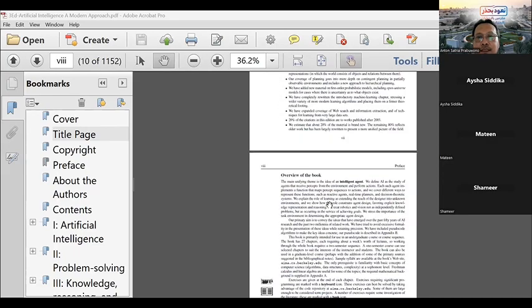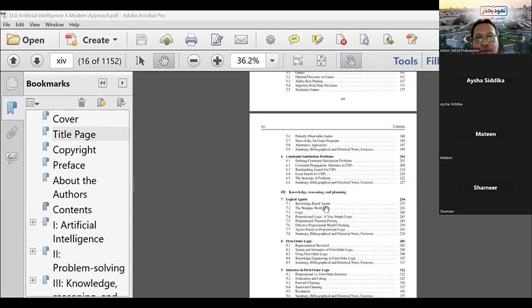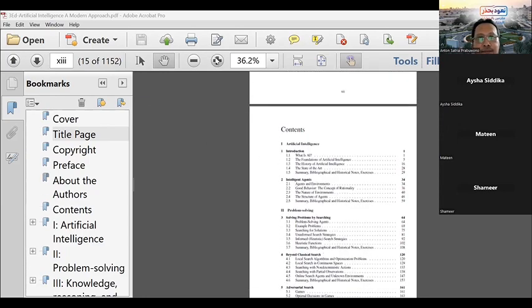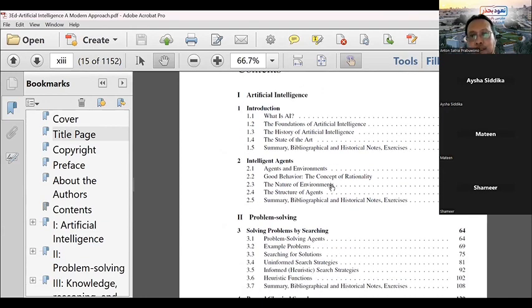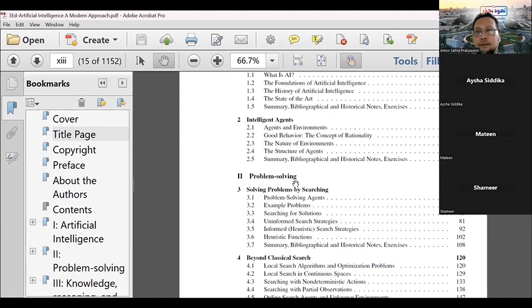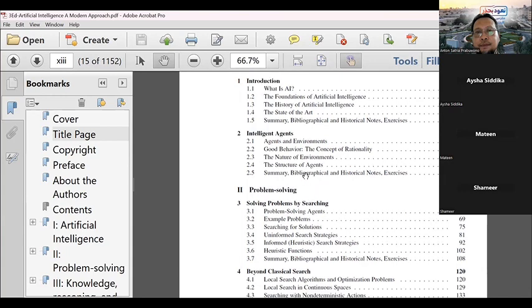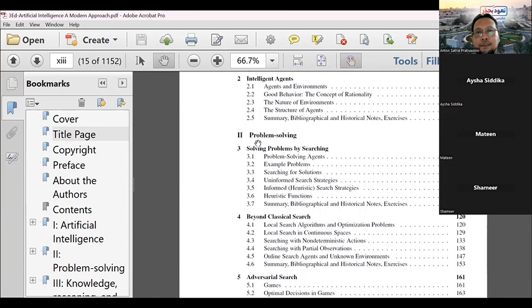So the content is actually from this part. I will show you. Okay, right, this one, and also mixed with the other references. But the majority is from this part, the problem solving, the second chapter here. And yes, the first chapter is already done. And now for the second chapter from this book.